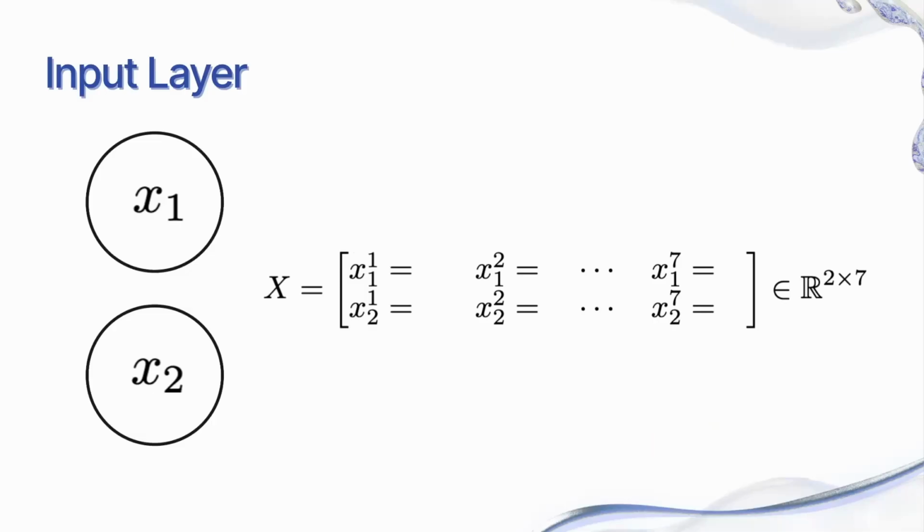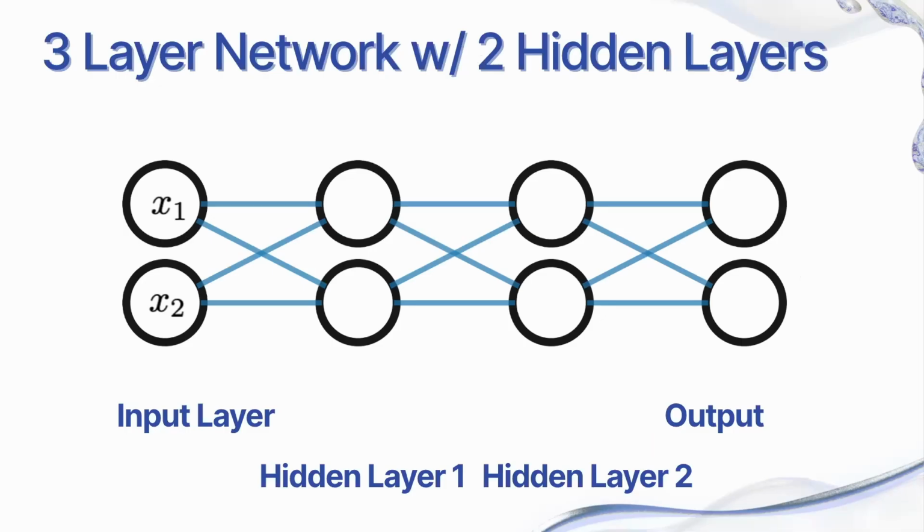Now, why is this important? We'll talk about that next week. But just keep this in mind: it's 2 by some batch size. Okay, that's our input layer.